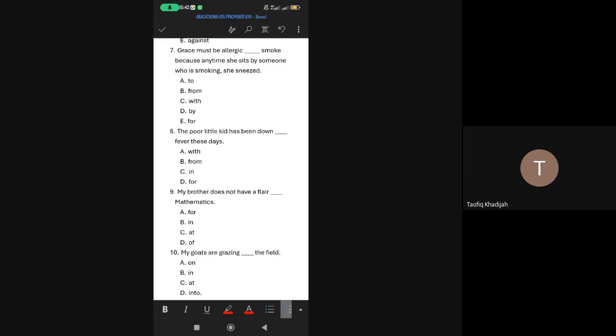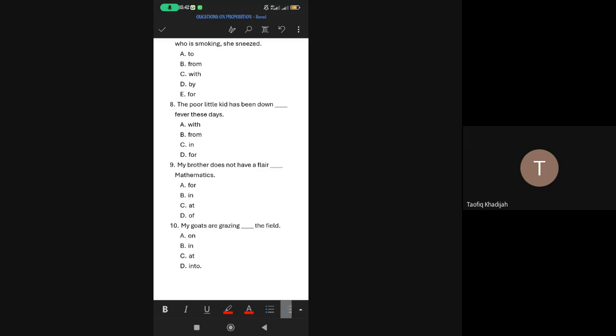Number 8. The poor little kid has been down dash fever these days. I have with, from, in, for. So is it down with fever, down from fever, down in fever, or down for fever? Elena said down from. Let's hear from others. With. So you're actually down with something, not down from something.